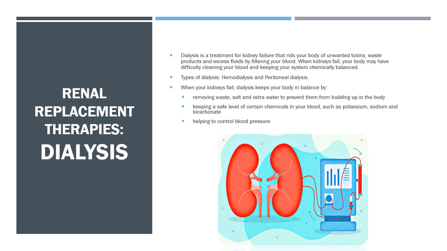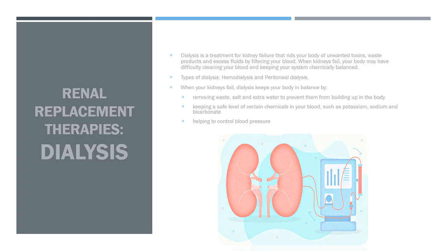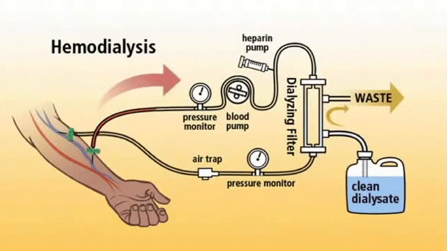So you have two types of dialysis. You have hemodialysis and you have peritoneal dialysis. Today I will be talking about hemodialysis. On this slide, it is a basic gist of hemodialysis and what happens in hemodialysis.